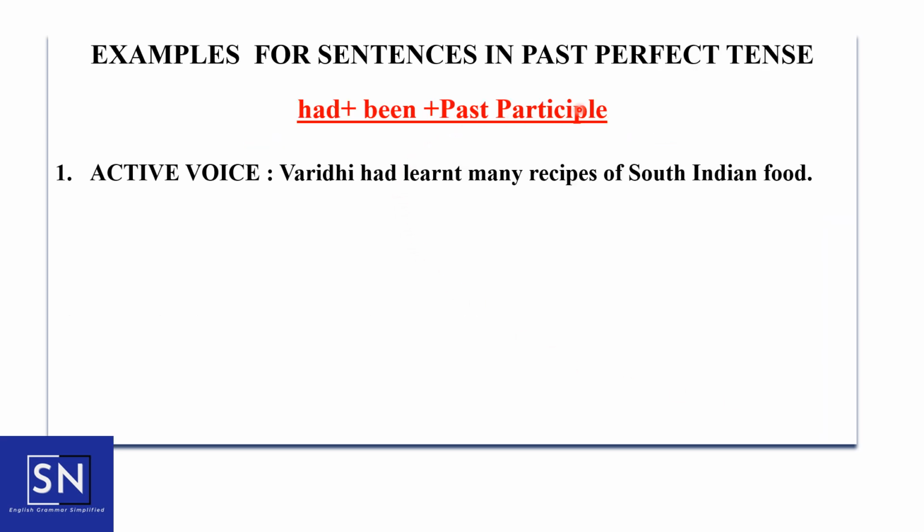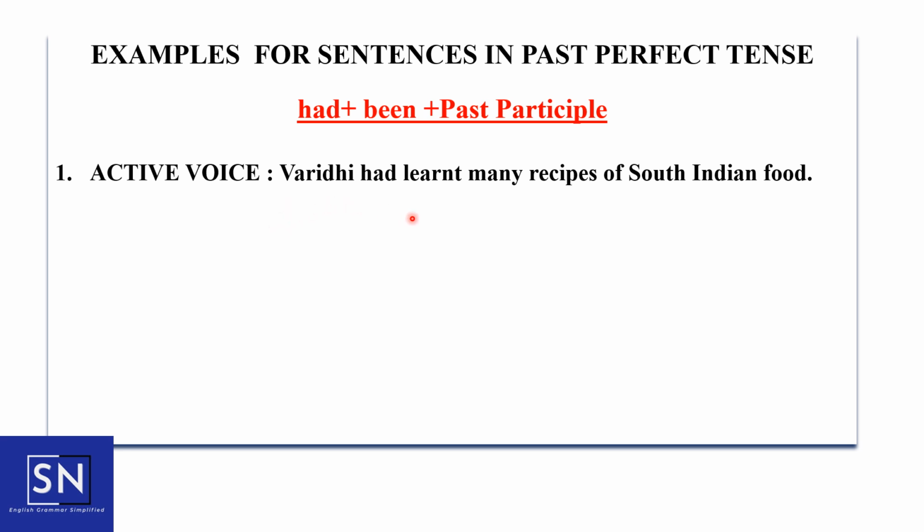Examples for sentences in past perfect tense. As you know, we have already discussed present perfect tense. Present perfect tense, what is the formula? Have or has plus been plus past participle form. Same for the past perfect tense: had plus been plus past participle form. So let's see with an example.